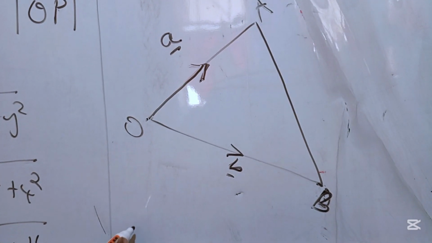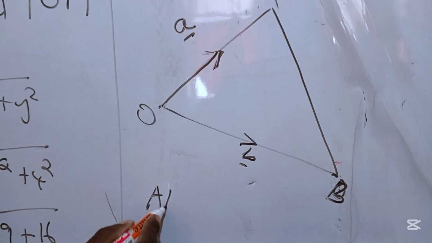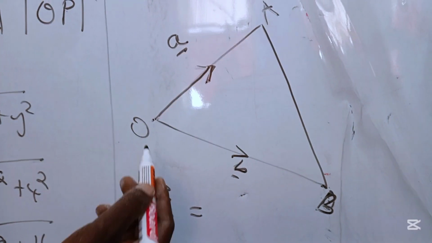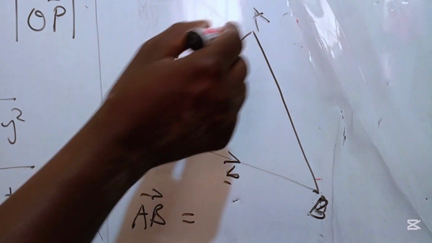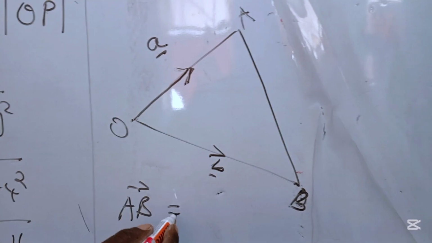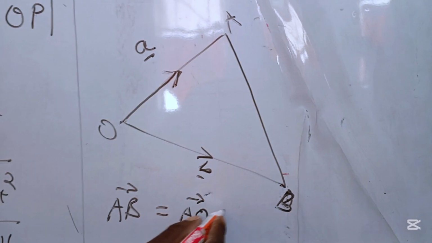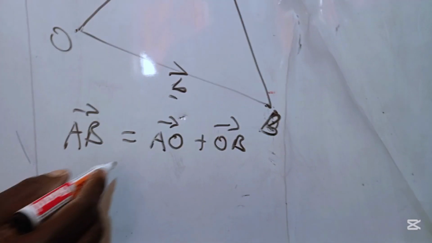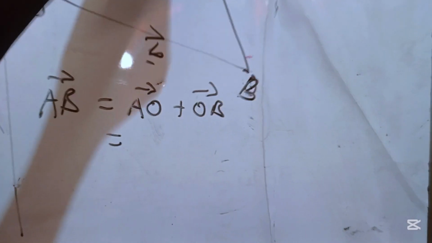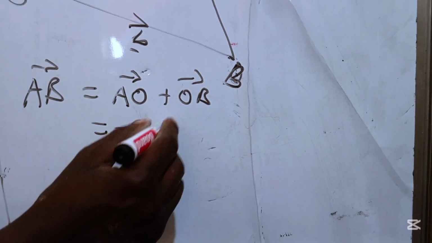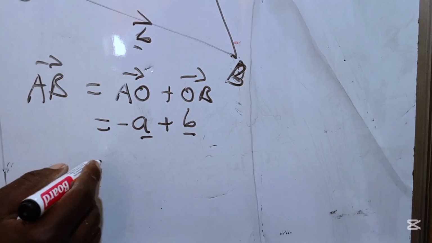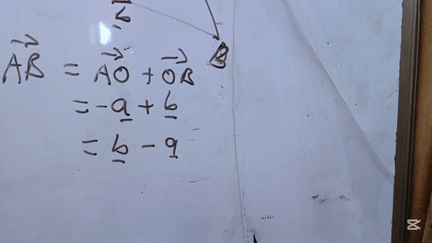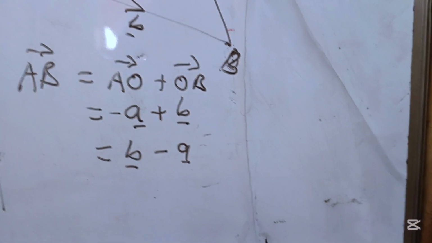How do we get vector AB? I'm at A going to B. I should always pass through the origin. So how am I going to go? I'll go AO plus OB to get to point B. AO, going against the arrow, becomes negative a, plus vector b. That is the thing. So, fellow viewers, these are some of the basic things about a vector.